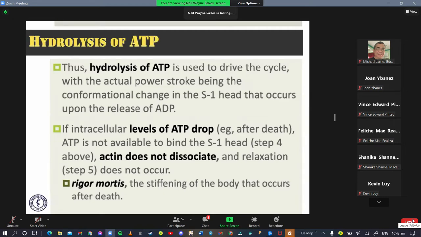So now when your intracellular levels of ATP drop, like when death happens, your ATP will be unavailable to bind to the S1 head. In step four of the reaction, actin does not dissociate, so it remains bound, and relaxation does not occur. So this is what happens during death. There is stiffening of the body that occurs after death. So this is basically your rigor mortis.